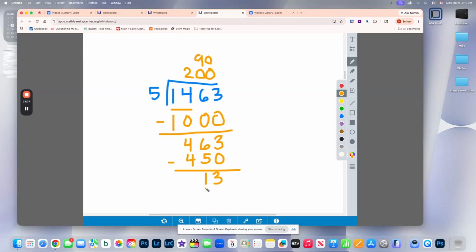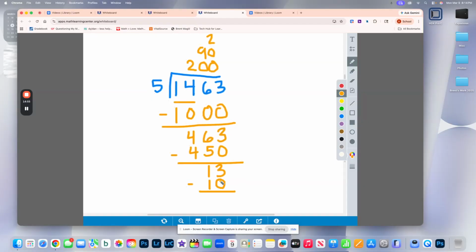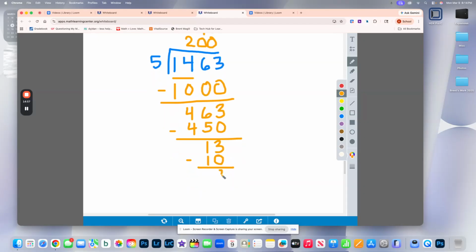So now I look at the 13, okay? And I say, can I divide up the 13? Sure can. So 5 divides 13, 2 times, 2 per person, and that is 10 total, right? Because 2 times 5 is 10. If I did 3 times 5, that's too much. So I'm left with 3 here. Can I divide 3 up now?